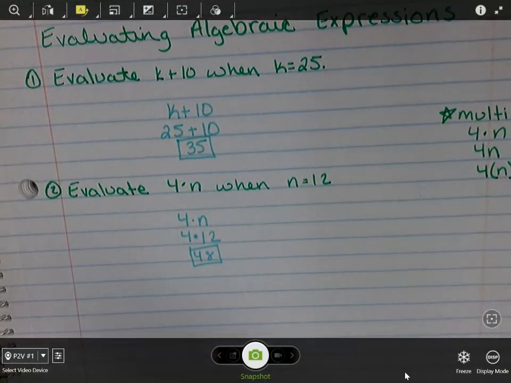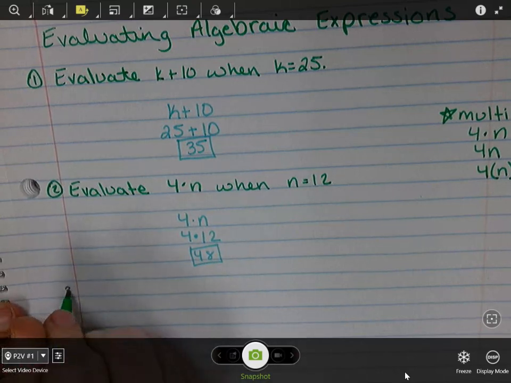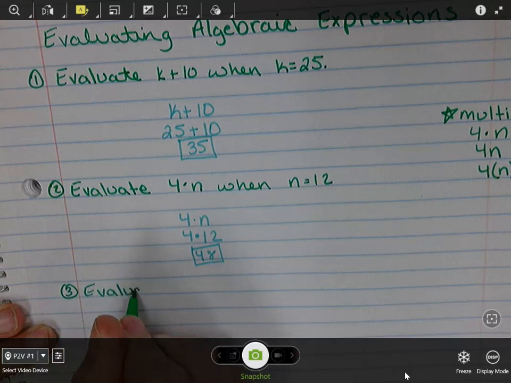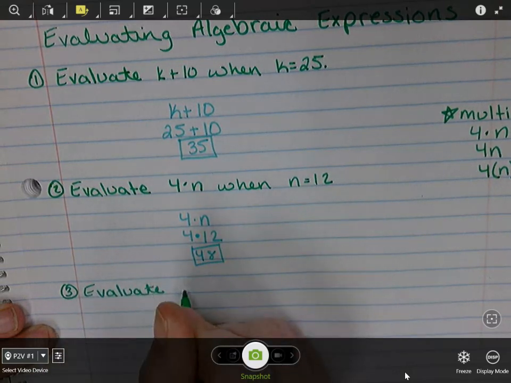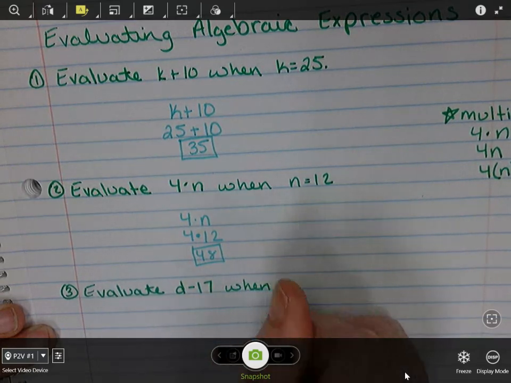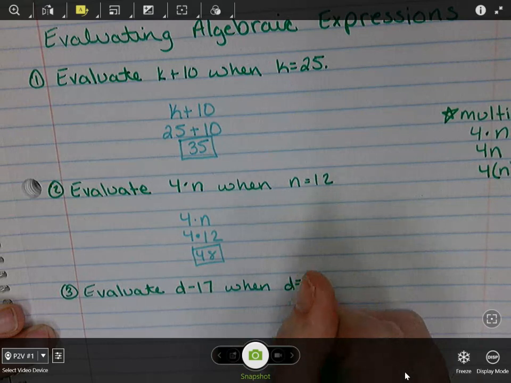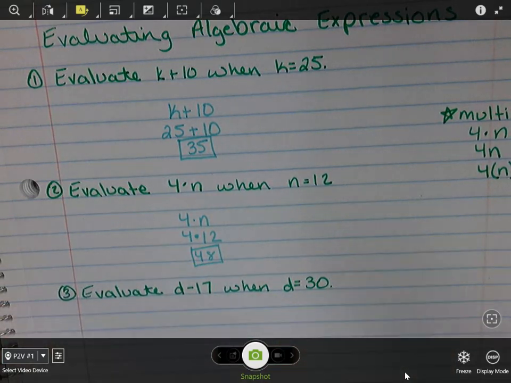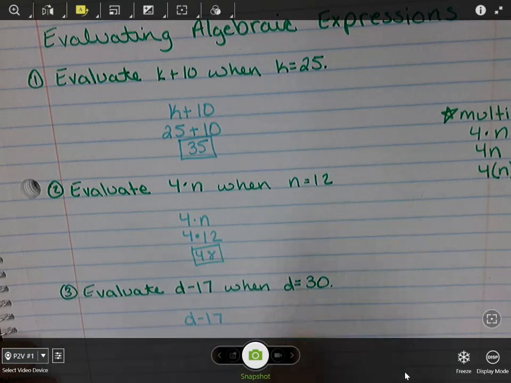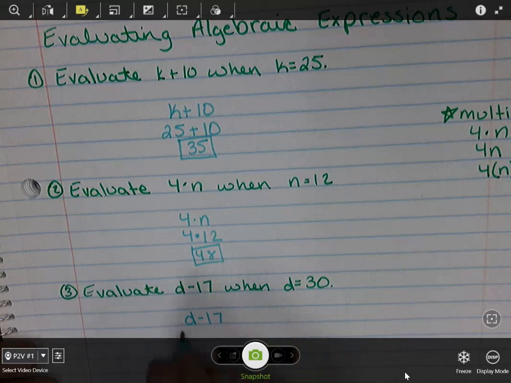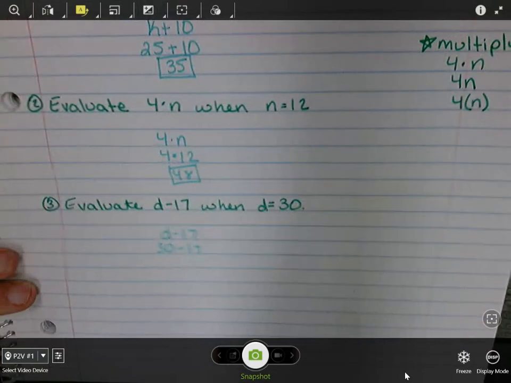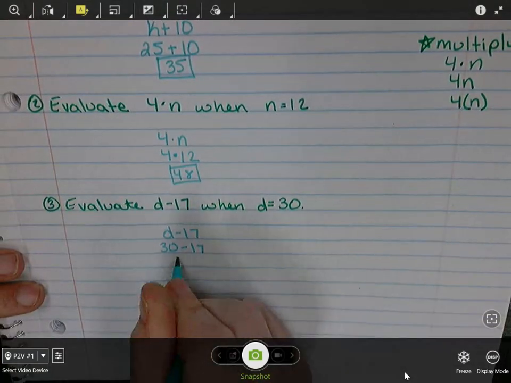All right, number 3. Evaluate d minus 17 when d equals 30. All right, so I start off with my d minus 17 and d equals 30, so I can substitute in 30 for d. So I'll do 30 minus 17, and 30 minus 17 is 13.